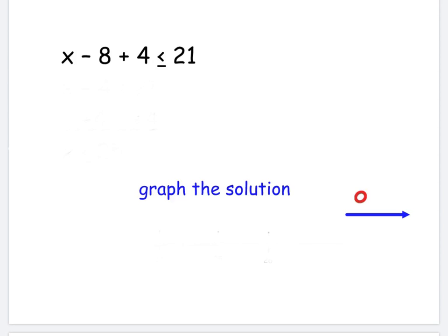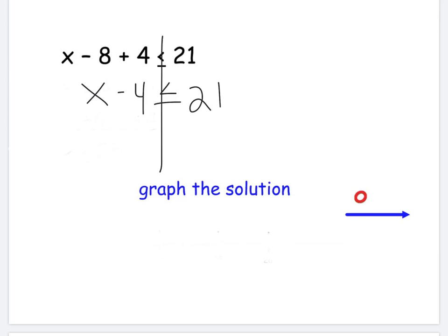Is there something we can combine on the left-hand side? The answer is yes. I have 8 and 4 that I can combine. It's minus 8 though, so we can treat that 8 as a negative, and then we have negative 8 plus 4. So negative 8 plus 4 is negative 4, so I have x minus 4 is less than or equal to 21.